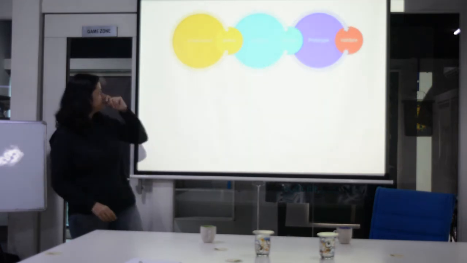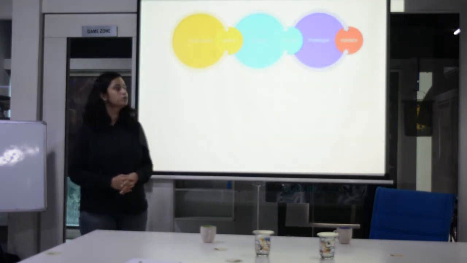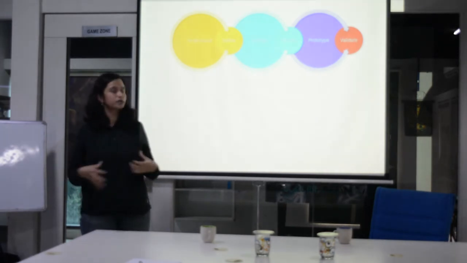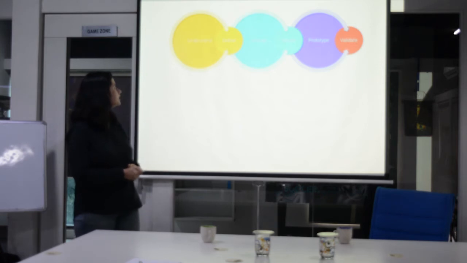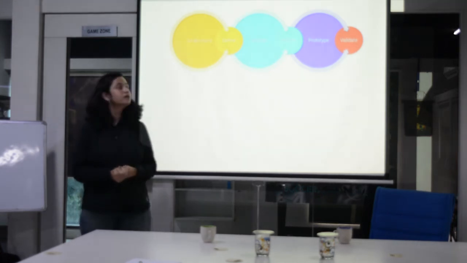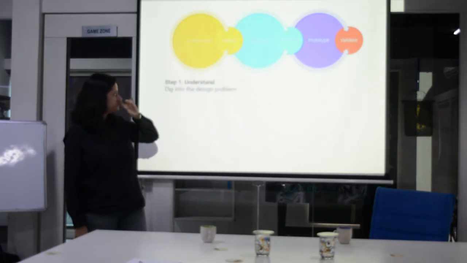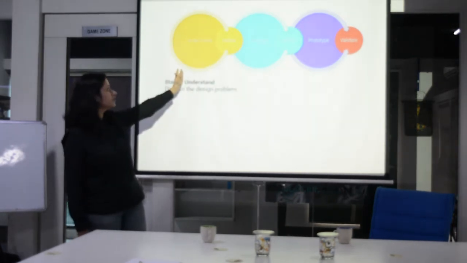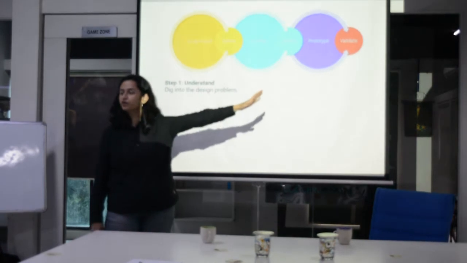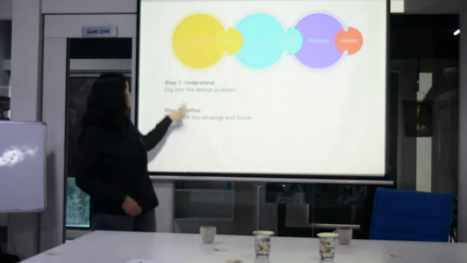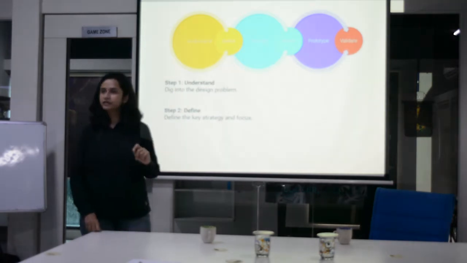These are the sprint steps that Google Ventures has put together, and it really works for all the startups that they work with. We'll get into these steps one by one, but it's a 6-step process where you start from understanding and then reach a point where you're validating your assumptions and your prototypes. The first step is understand, where you dig into the design problem.